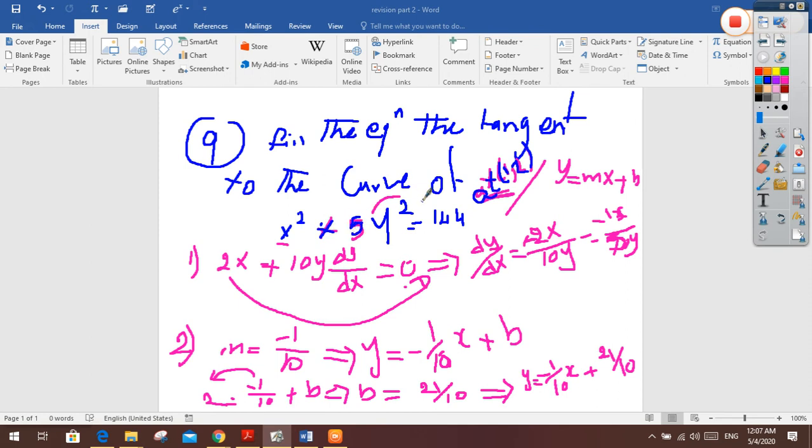Okay, clear? Now I have to find the slope, which means dy by dx. But since we have an implicit function, I have to find the derivative by using implicit differentiation. By following the steps: differentiate both sides, then separate dy by dx, which means the slope. But to find the slope of the tangent at a given point, replace the given point x and y in the derivative to find the slope. Then find the b. I think all of you know how to complete this kind of problem.